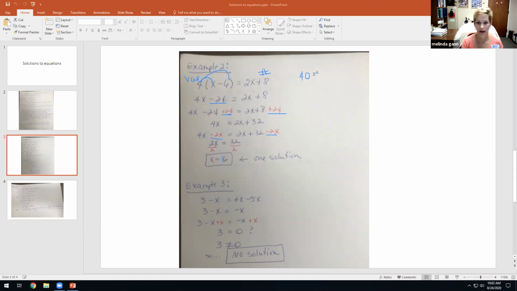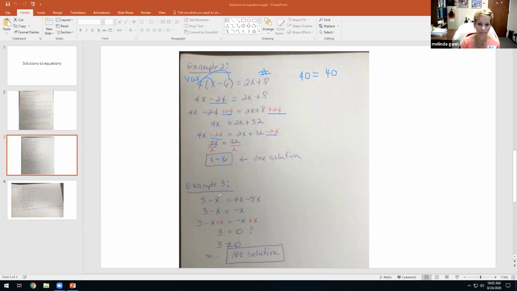Okay, and up here, 2 times 16 is 32, and 32 plus my 8 is 40. So see, when I substituted 16 back up here, I got a true sentence. So that's how I know that 16 is right. So I've got one right answer to this one, and it's 16.